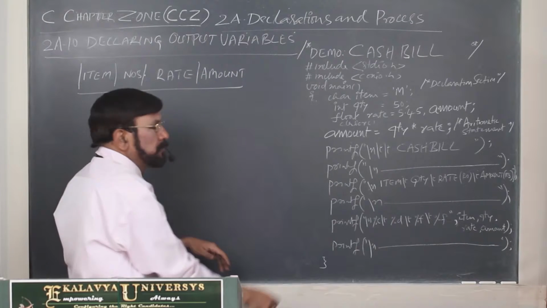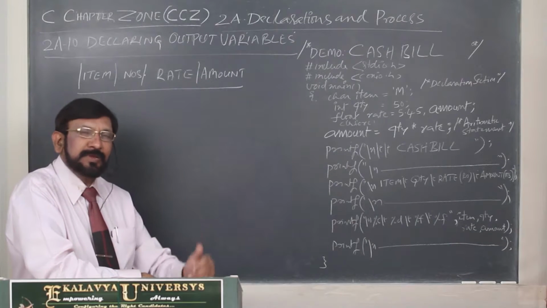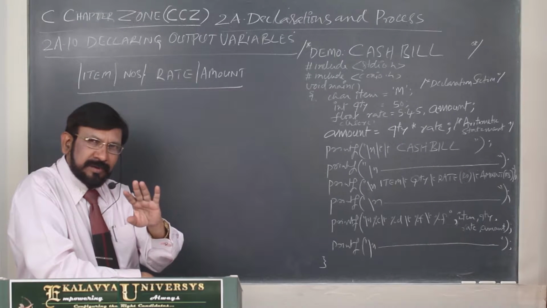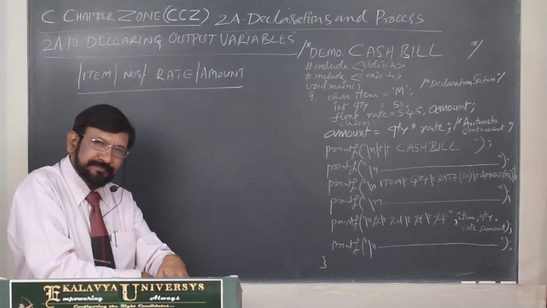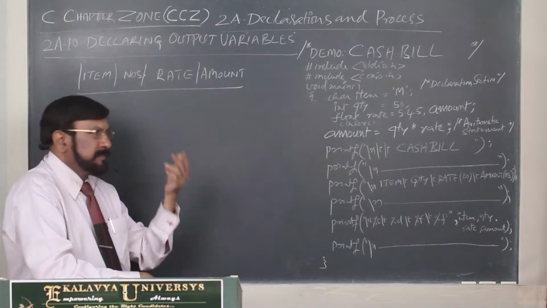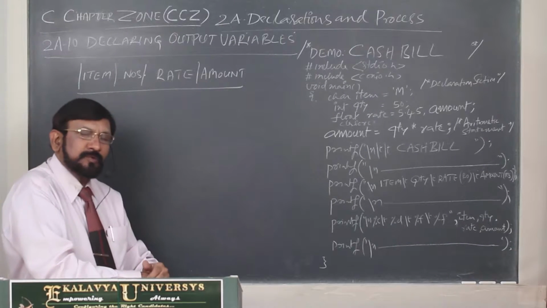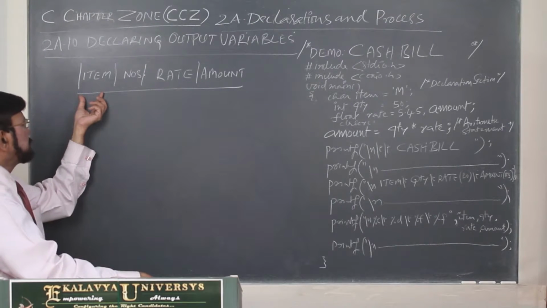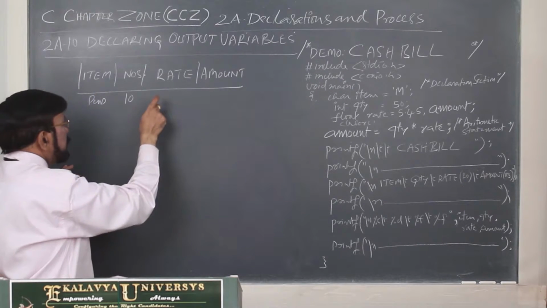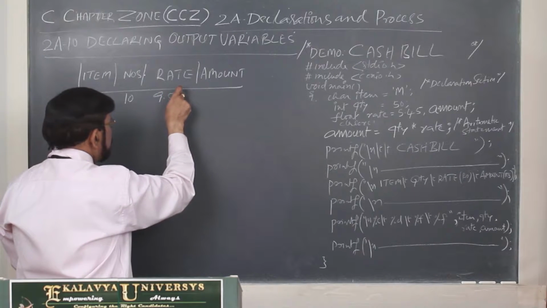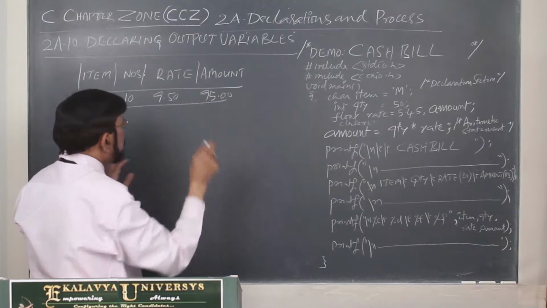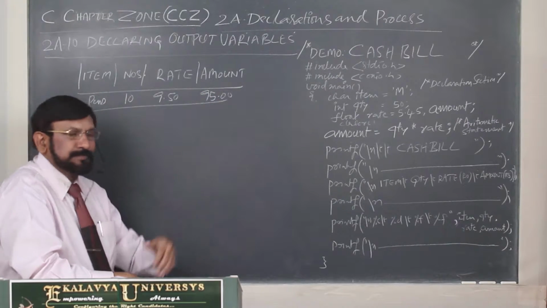So, if we have to write a cash bill, then you must have four data items, and they should be item, numbers, rate and amount. For example, pens, numbers, rate, amount. In this manner, you receive a cash bill.